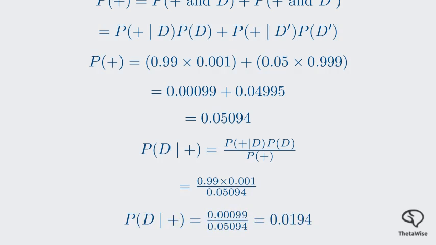Why? Because the disease is so rare. Even with a good test, the number of false positives, those who do not have the disease but test positive, is much larger than the number of true positives, those who do have the disease and test positive. It is a fantastic illustration of why prior probabilities are so important.